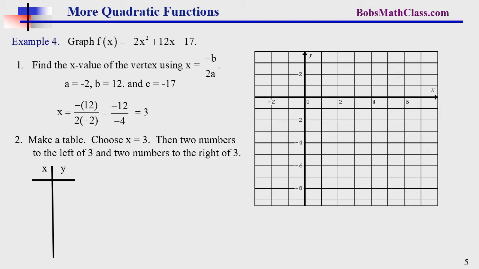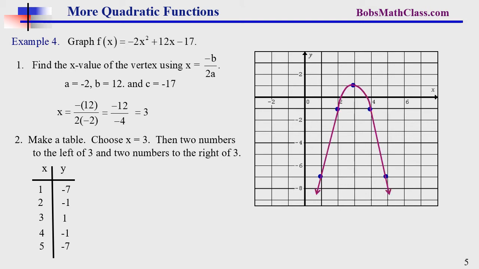You could plug it in, but on most calculators, or the calculator that we're using, it'll find all the y values for us. So we're going to choose x equals 3, and then we're going to choose 2 to the left and 2 to the right. So 3 goes in the middle, 1 and 2, and 4 and 5. Use your calculator to give you the other values. And here's our numbers: negative 7, negative 1, 1, negative 1, and negative 7. Plot your points.